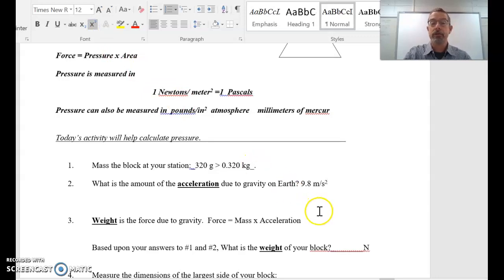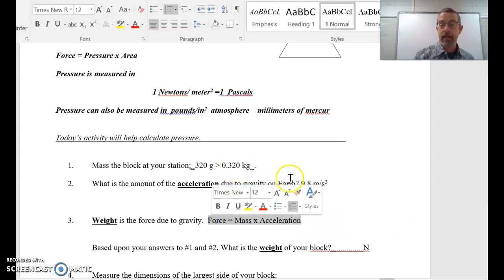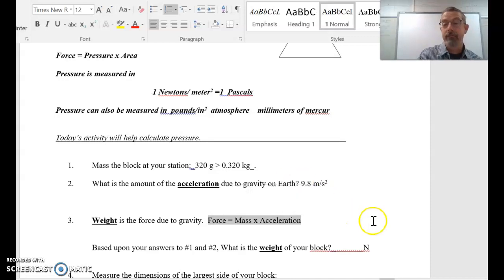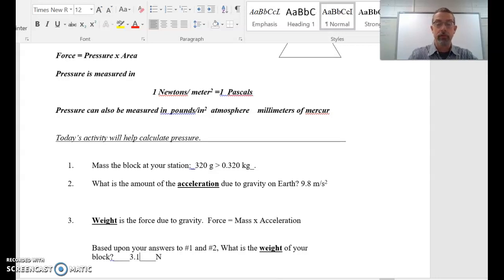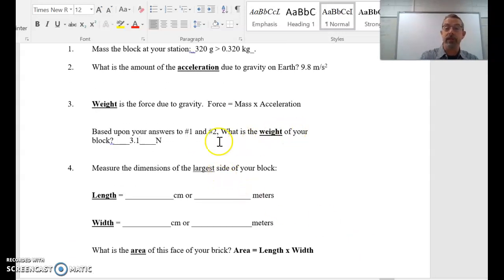If I want the weight of this block, which has a mass of 320 grams, weight is mass times acceleration. Here's my mass, here's my acceleration. If I multiply 0.320 times 9.8, I find that the block has a weight of 3.1 newtons. That is actually going to be a force.